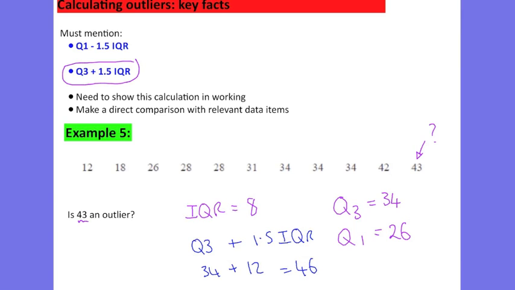46 is the largest a value can be and not be an outlier. So 46 is greater than 43. So 43 is not an outlier. If we had a number such as 53, this would be an outlier because it's beyond the limit that we have here from the calculation.